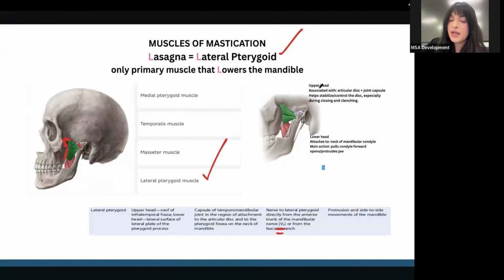Just read through this. Upper head is associated with the articular disc and the joint capsule. It helps stabilize and control the disc, especially during closing and clenching. So the job of the upper head is stabilizing and controlling the disc. And the lower head attaches to the neck of the mandibular condyle. Its main action is pulling the condyle forward. So it opens and protrudes the jaw.